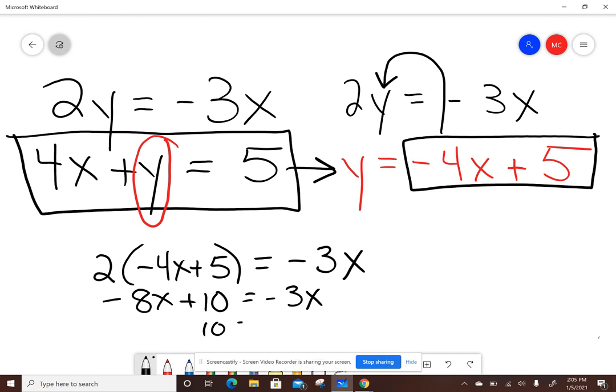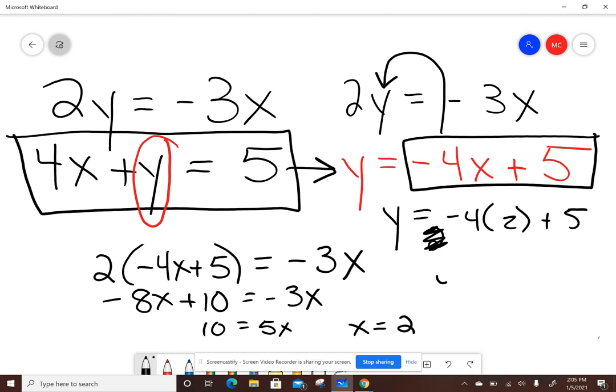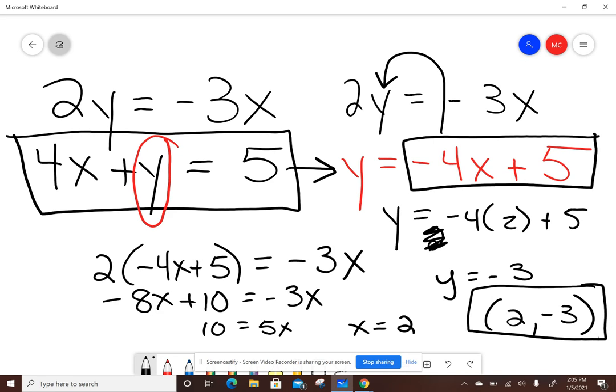I add 8x to both sides. I get 10 equals 5x, x equals 2. Once I know x is 2, I can then say y equals negative 4 times 2 plus 5, y equals negative 3, and I write my answer as an ordered pair, 2, negative 3. Then I go back and I mentally plug in both points into both equations and make sure that it works. So 2 times negative 3 is negative 6, and negative 3 times 2 is negative 6, so that works. 4 times 2 is 8, minus 3 is 5, so that works.